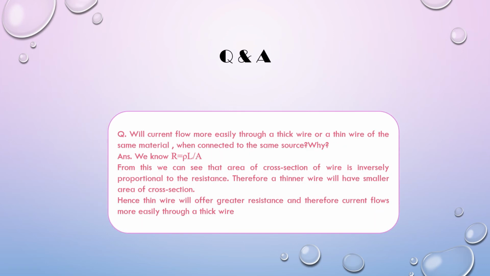Next one: will current flow more easily through a thick wire or a thin wire of the same material when connected to the same source? Why? You know R is equal to rho L by A, which means the area of cross section of the wire is inversely proportional to the resistance. Therefore, a thinner wire will have a smaller area of cross section, and hence the thinner wire offers greater resistance. Therefore, the current flows more easily through a thick wire.